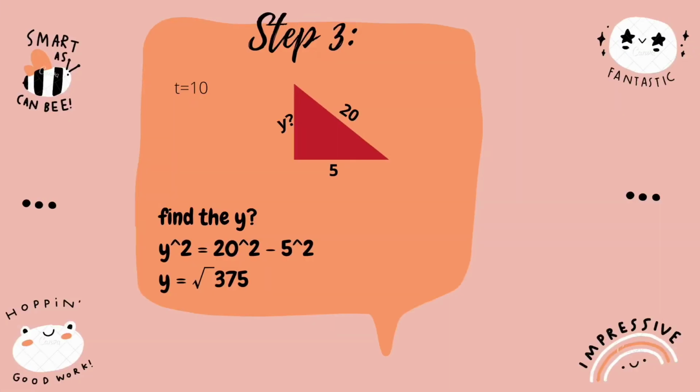Next, since we already know the value of x, which is 5, we can find the value of y. We can use the Pythagoras theorem once again here in order to find the value of y. Substitute all of the known values into the Pythagoras theorem formula, and we will get y equal to square root 375.